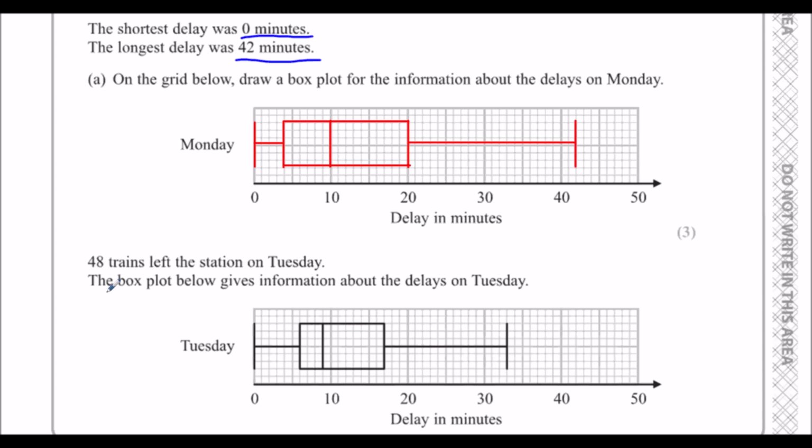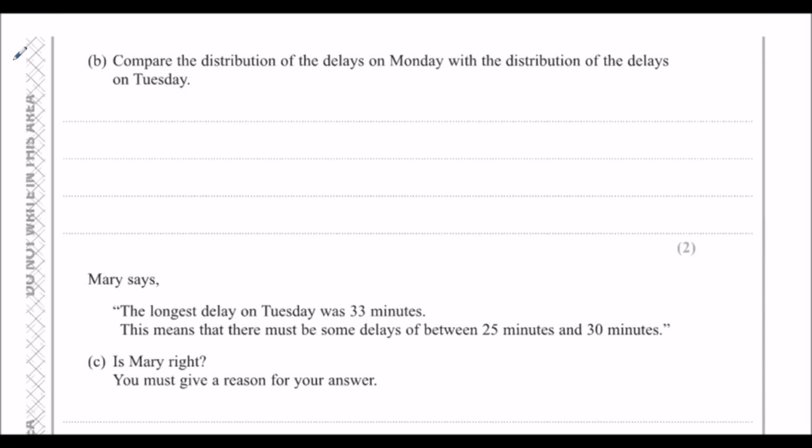So the median delay was higher on Monday, and on Monday they were also more spread out. So the interquartile range, the gap between the lower quartile and upper quartile, and the range, the gap between the lowest and highest, was bigger. So on Monday, the median was higher and the spread was higher.